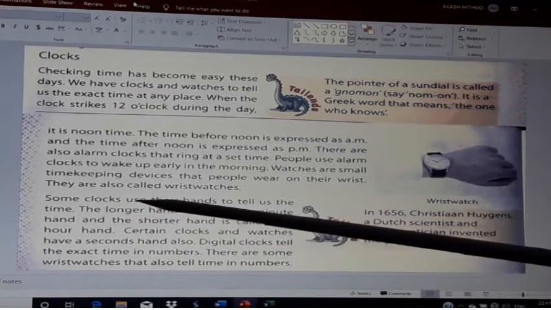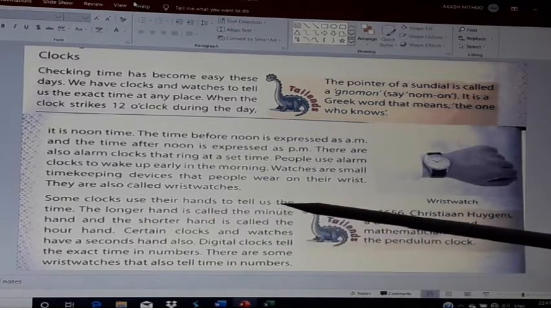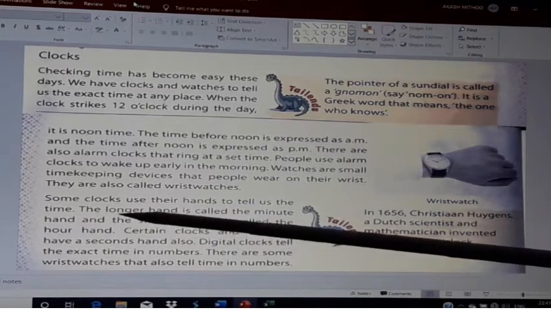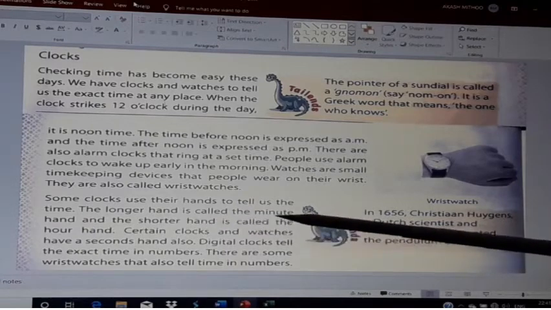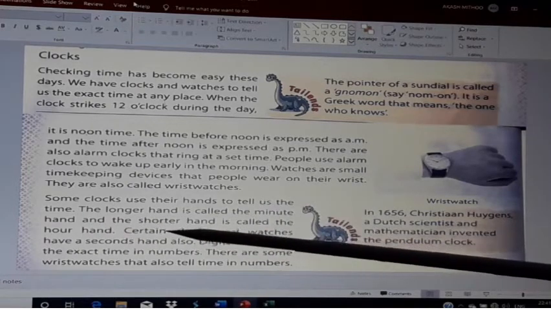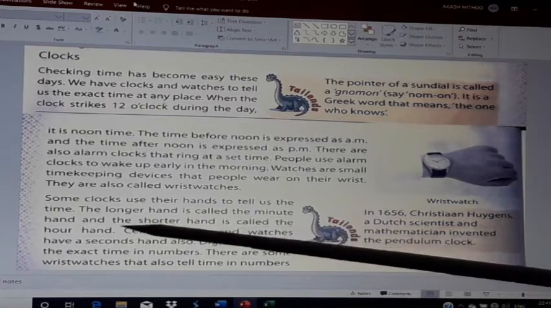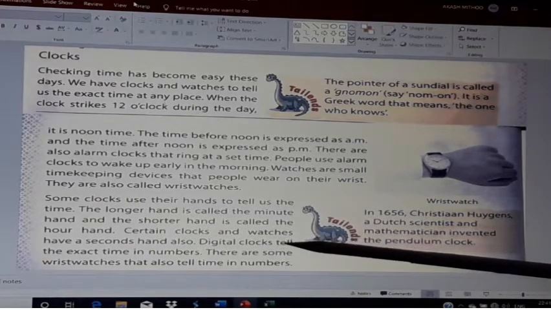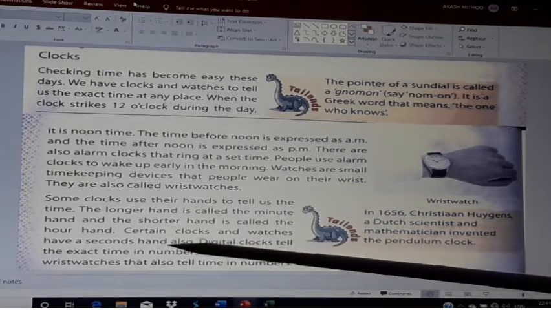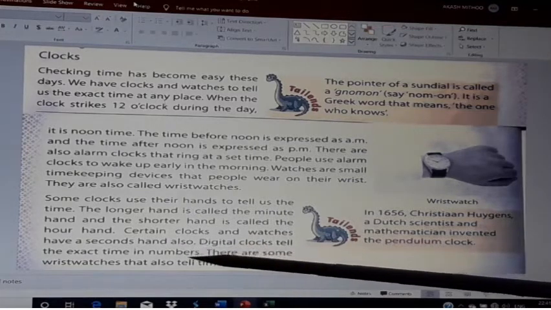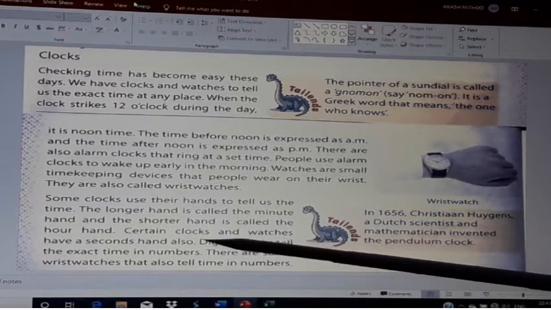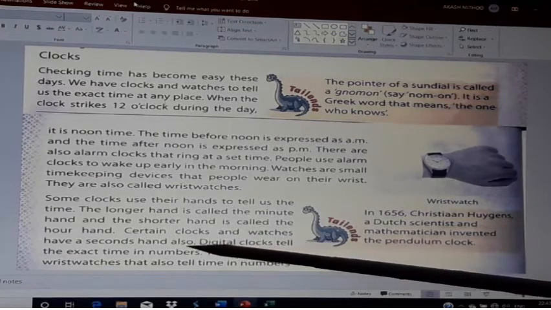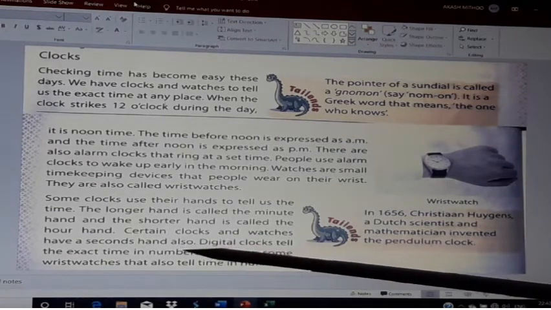Some clocks use their hands to tell us time. The longer hand is called the minute hand and the shorter hand is called the hour hand. Certain clocks and watches have a seconds hand also. Children, in some of the clocks you will see the third hand, that is the second hand also.